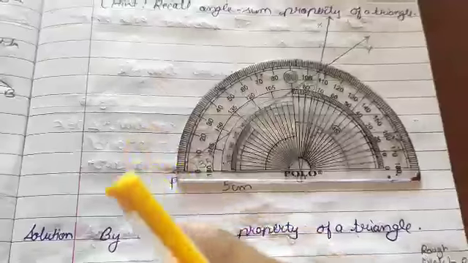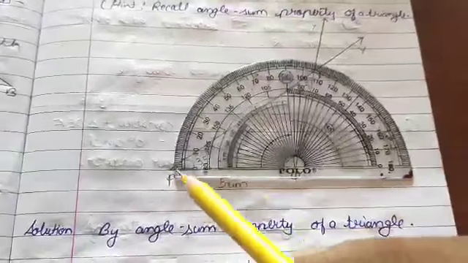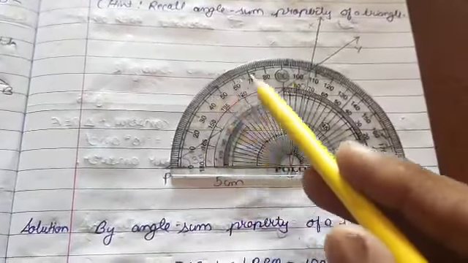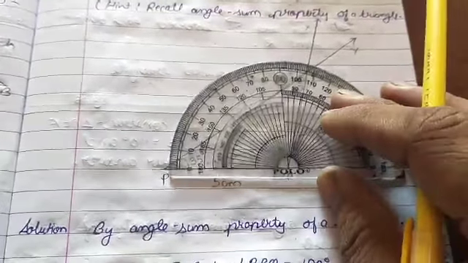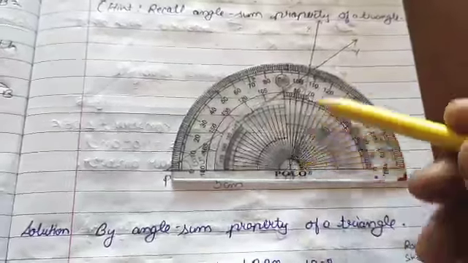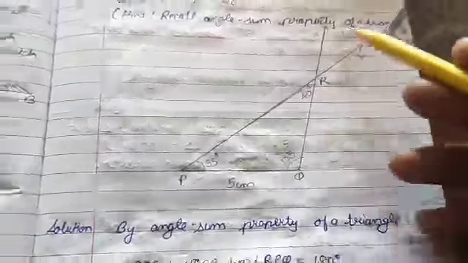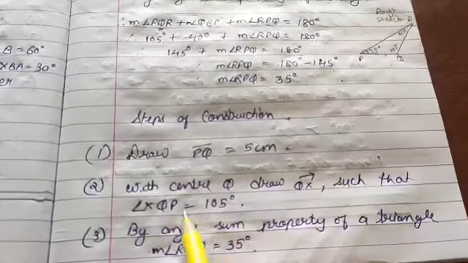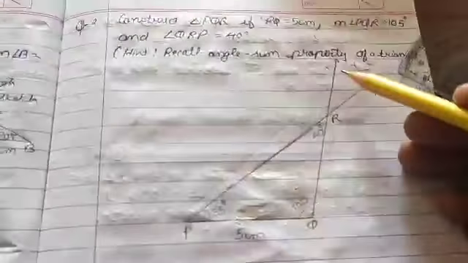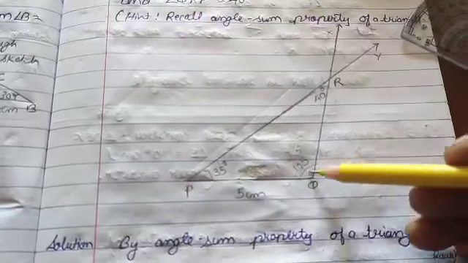As we are constructing the angle in this way, you have to observe from here between 100 and 110. So here that is your 105 degree. So draw one big ray, that is ray QX. Write down over here: with center Q, draw ray QX such that measure angle XQP equals 105 degree. See this, measure angle XQP equals 105 degree.